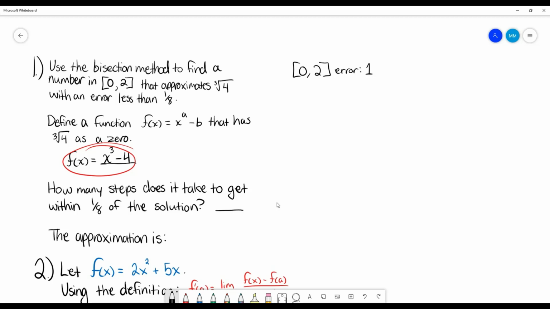And so what we're going to do is we're going to cut that in half, because that's the entirety of the bisection method. We just keep cutting our interval in half until we get within the desired tolerance. In this case, we want to be within 1/8 of the actual 0. So I'm going to plug in a 1 because that's going to be right between my 0 and my 2 on that interval. So then we'll find f of 1 equals 1 cubed minus 4 is a 1 minus 4, or a negative 3.